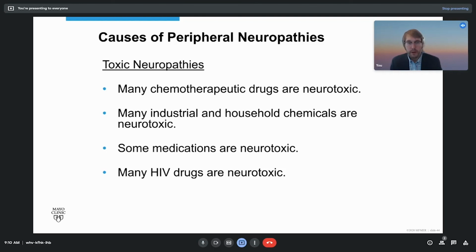Toxic neuropathies are an important cause of neuropathy, and many chemotherapy drugs that are used to treat all sorts of cancers are neurotoxic and can cause a neuropathy, which can be painful. Some types of industrial or household chemicals are neurotoxic, but these are far more rare than the other types of toxic neuropathies. And some other medications besides chemotherapy can be toxic to nerves.